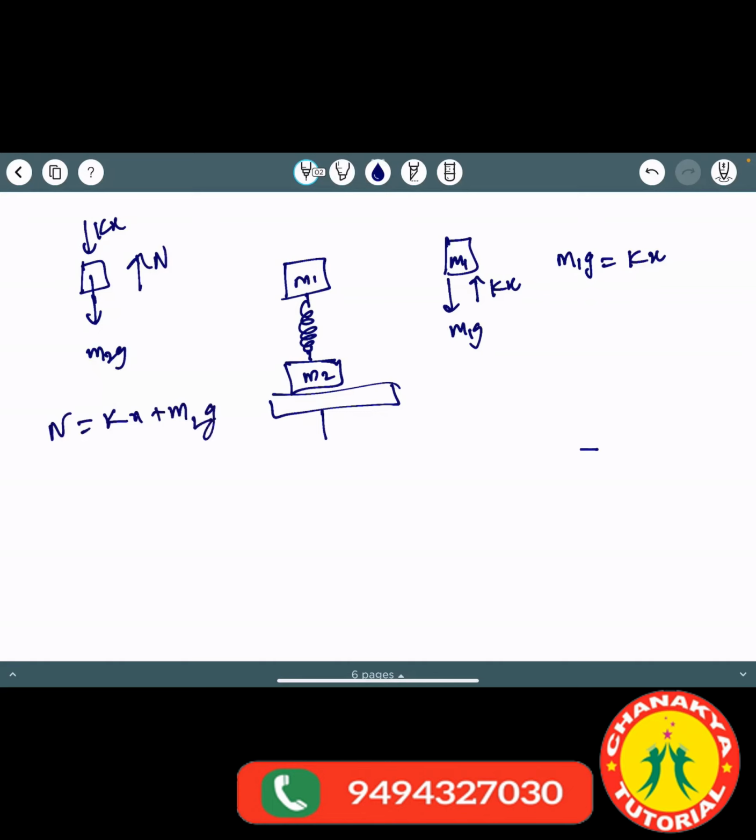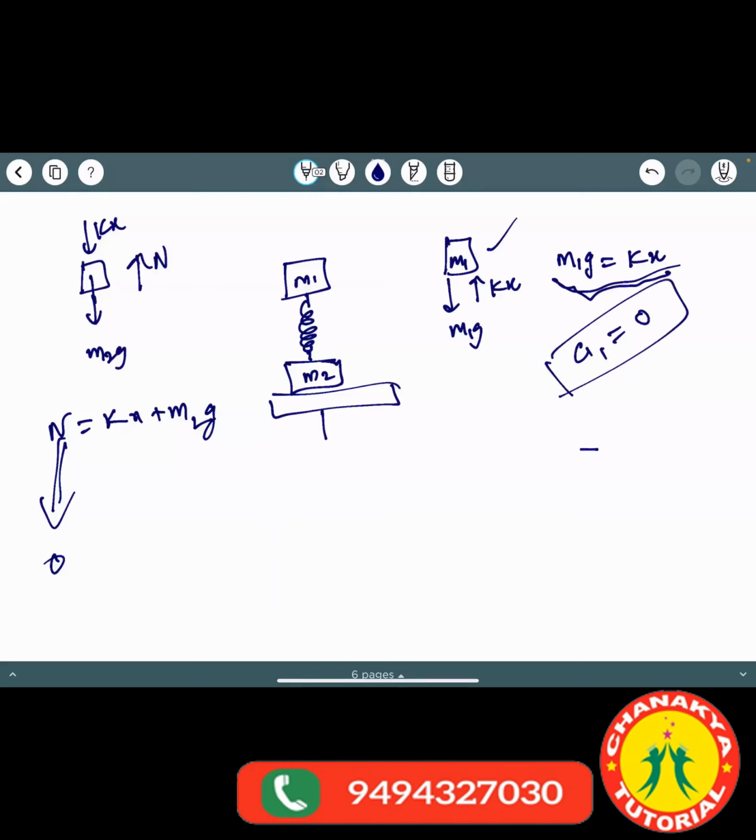Now, think about that very little time just after you remove the support. What is happening? Just after removing, N is going to 0, correct? Before and after removing the support, the normal force has nothing to do with M1, because nowhere does the normal appear in its equation. So there won't be any change in M1's equation. It will remain M1g equal to Kx for the little time just after removing the support. That's why this block will not move at all, so the acceleration of block M1 will become 0.